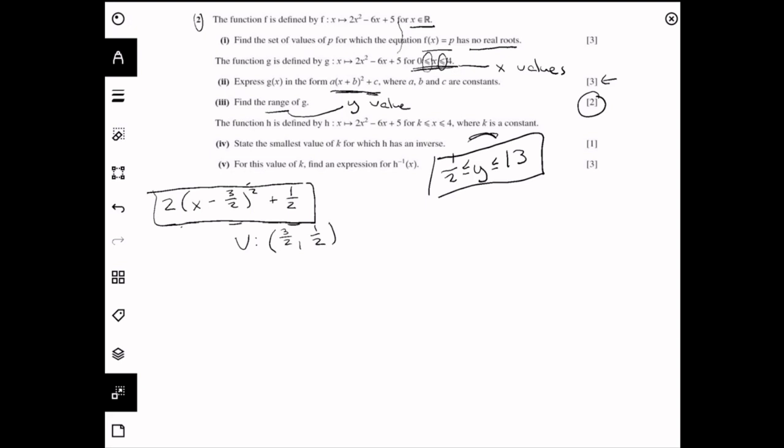And this time, the domain isn't 0 is less than or equal to x, it is k is less than or equal to x, where k is a constant. And we need to state the smallest value of k for which h has an inverse. We see this as 1 mark, so we're probably not supposed to do much math here. So let's think about what makes an inverse. We talked about this a bit in the last question.